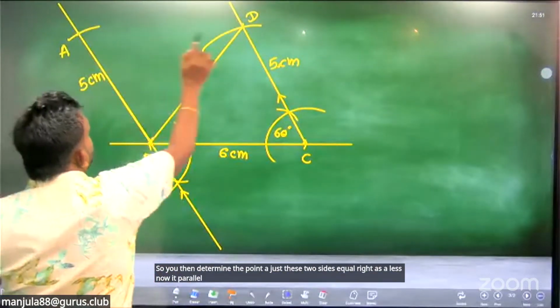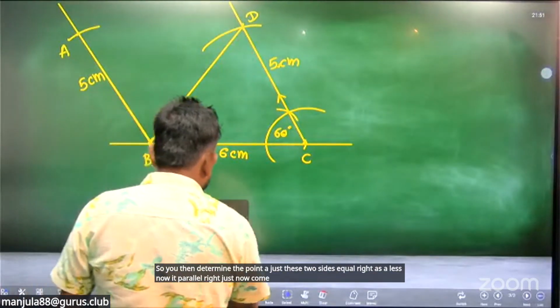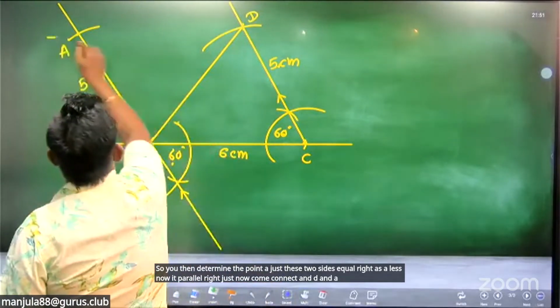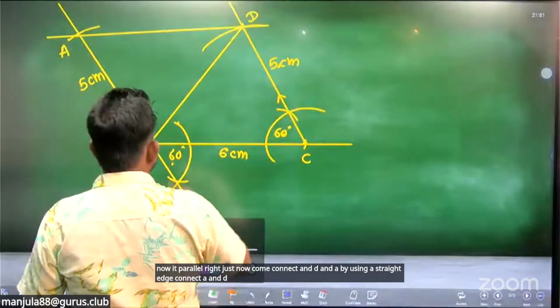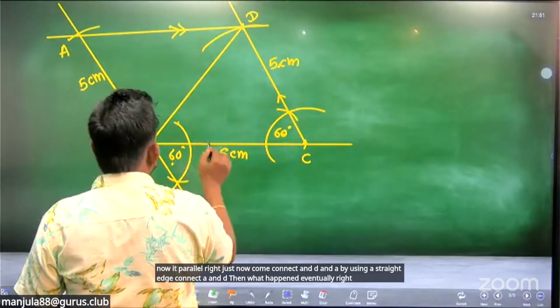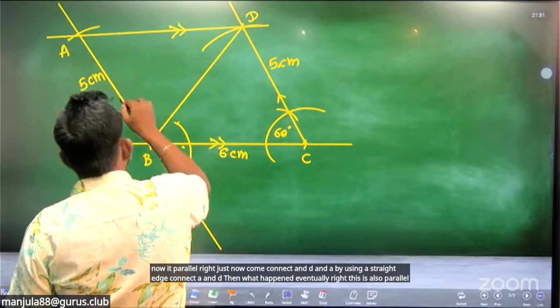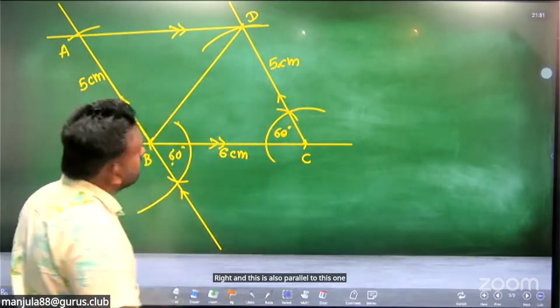Just now connect A and D by using a straight edge. So connect A and D. Then what happens eventually, right? This is also parallel, right? And this is also parallel to this one. Okay, that is a parallelogram.